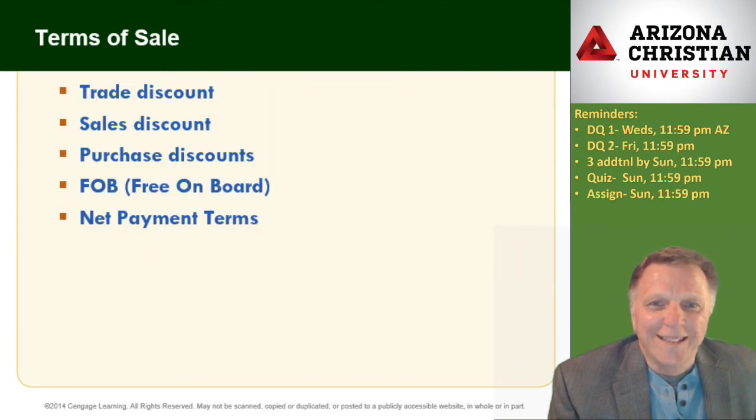All right. Also in chapter 6, there's a number of terms that are defined that are important that we need to define to any merchandising business. Terms like trade discounts, sales discounts, purchase discounts, FOB, free on board when you're shipping product or goods, and then net payment terms.